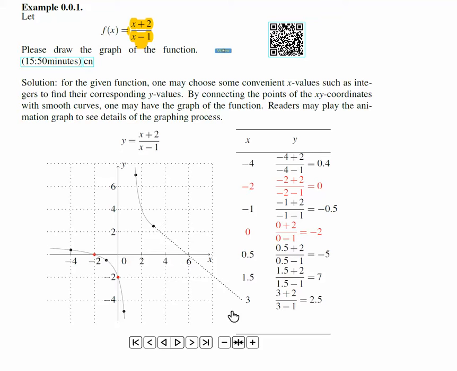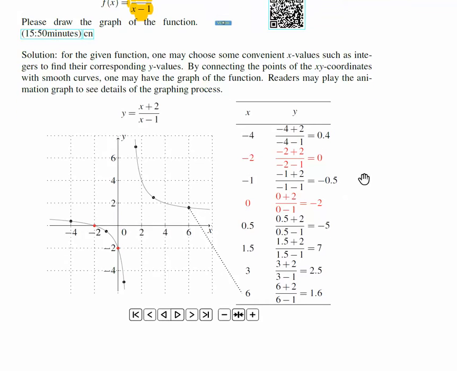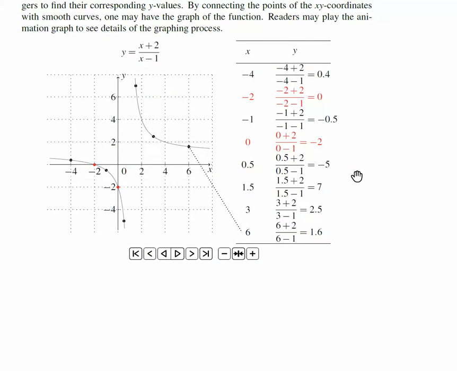Keep going. x equals 3. You plug in here, you get 2.5. Keep going one more step. You will see x equals 6, and then you have a value, y is 1.6. Basically, you have the graph already. Now you can see here, we chose those very typical points. And we want to talk more about why we need to choose those typical points. Let's see the reason here.